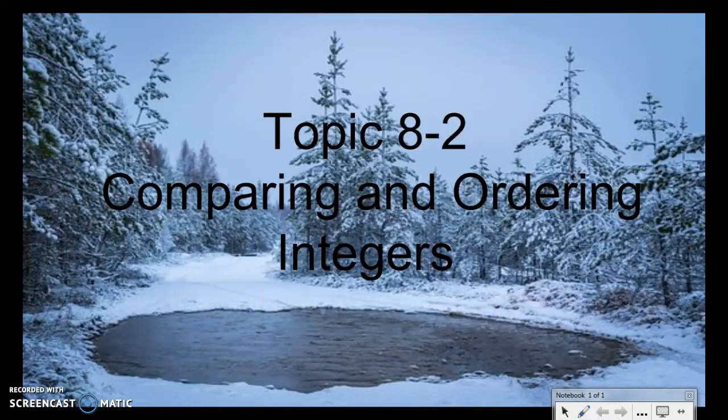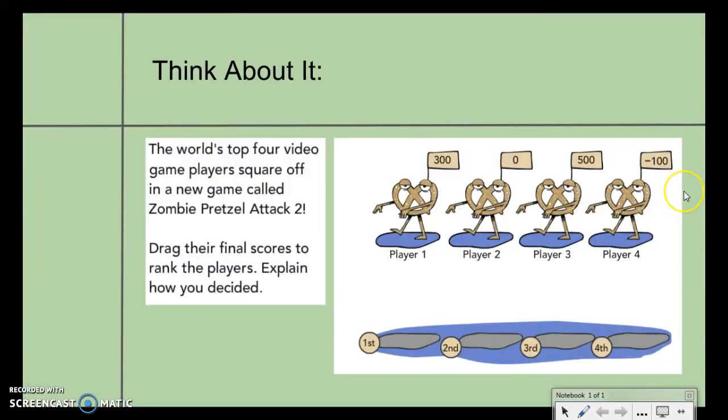So let's get started with something to think about before we take notes. The world's top 4 video game players square off in a new game called Zombie Pretzel Attack 2. I might enjoy this kind of game. You have to drag the final scores to rank the players. Explain how you decided. So you need to put the first, second, third, and fourth pretzel according to the largest number to the smallest number to see which player made the most points.